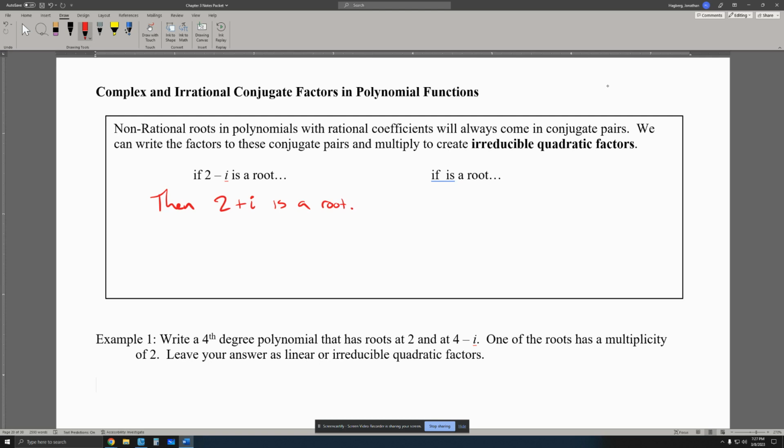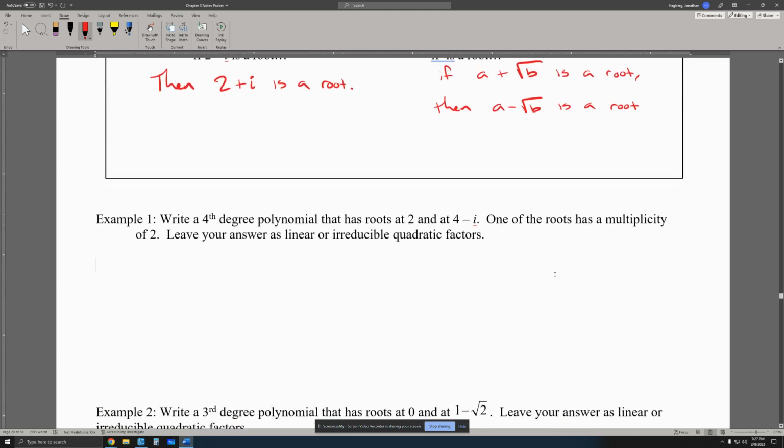Okay? Similarly, if you have, say, a plus the square root of b, where the square root of b is an irrational number, so if this is a root, then the irrational conjugate is also a root. So then a minus the square root of b is a root. Okay? So these complex roots and these irrational conjugate roots always come in pairs. So if you have one, you have the other automatically. So let's try a few examples.